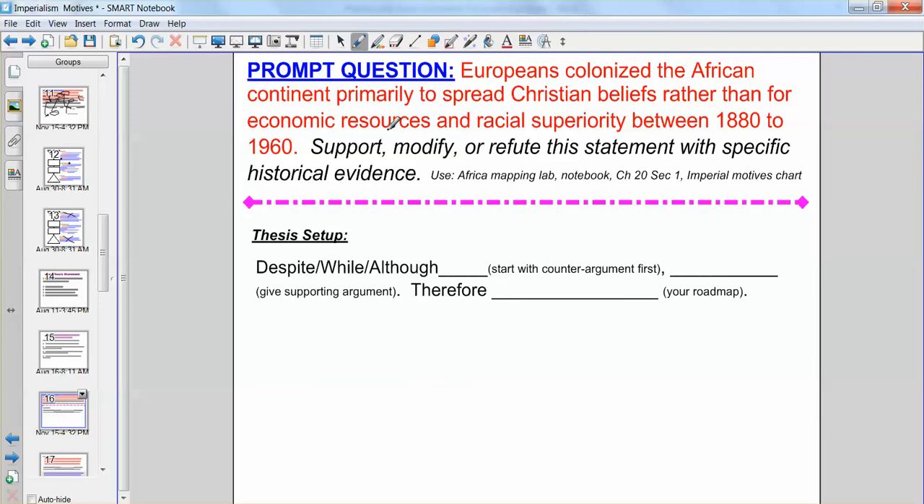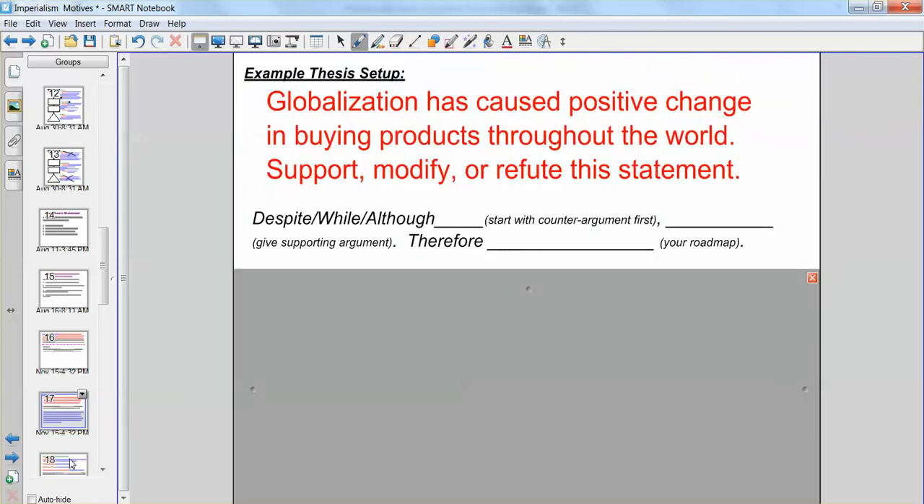I would then probably say resources, racial superiority, and I'd give what people would argue would be their #1. Then I would give my argument with Christian beliefs and why, and then give a therefore explaining what the rest of my essay is going to be about. Let me give you an example. For globalization, we did this prompt a couple of months back in Unit 2. Does globalization cause more positive change in buying products throughout the world? Do you support, modify, or refute this statement?